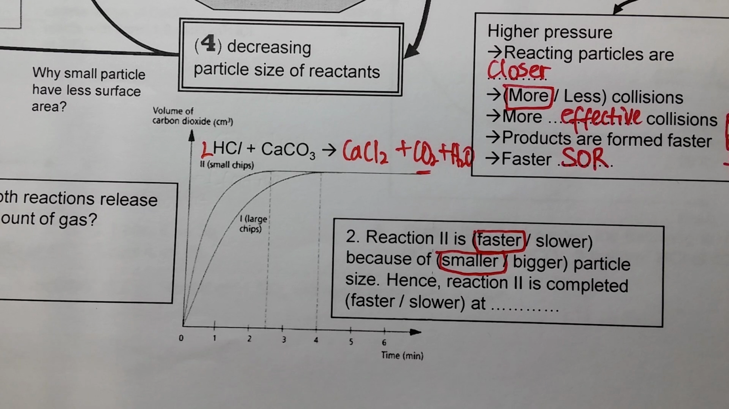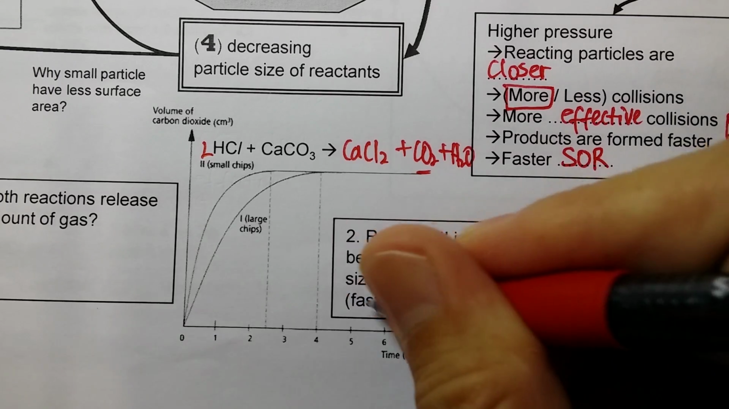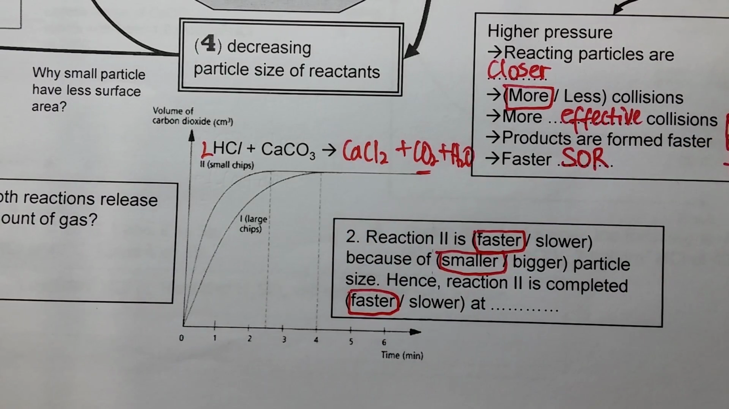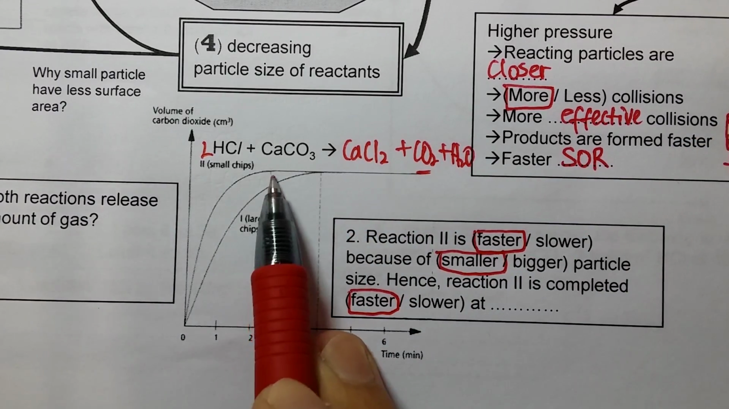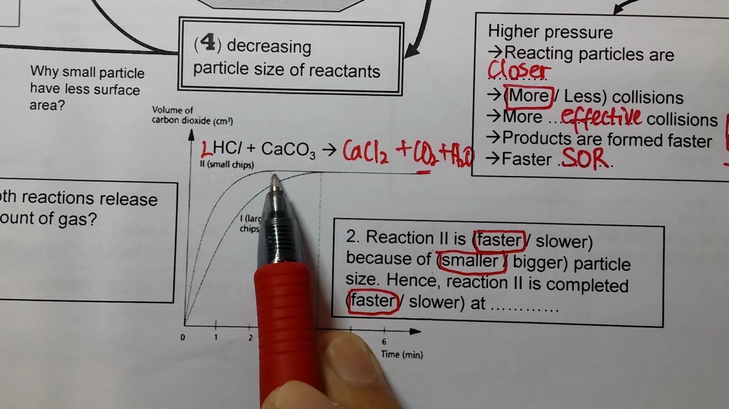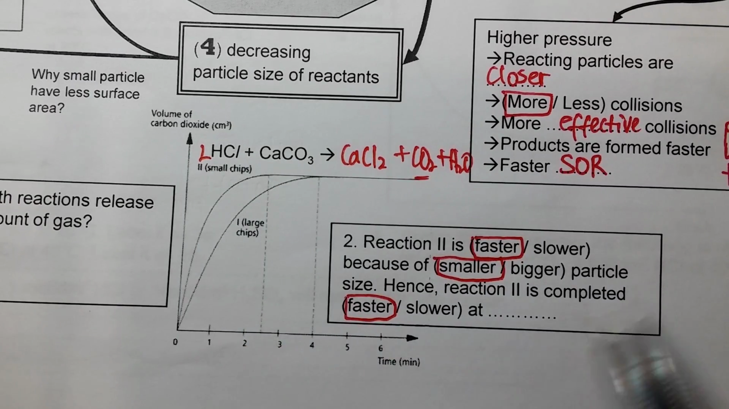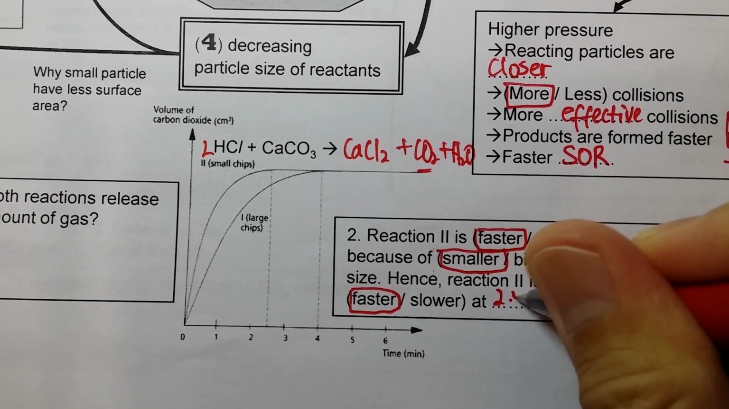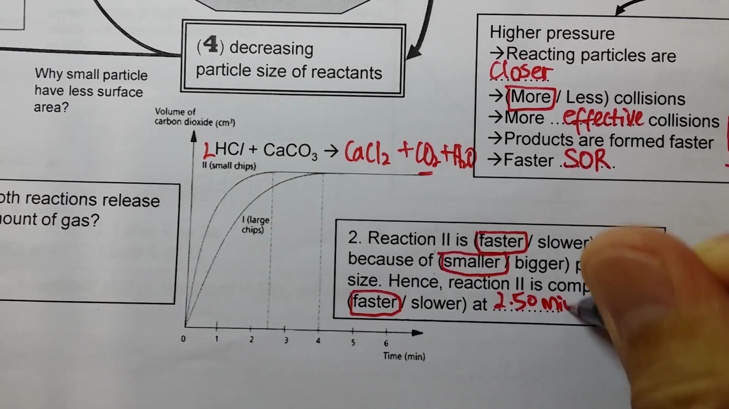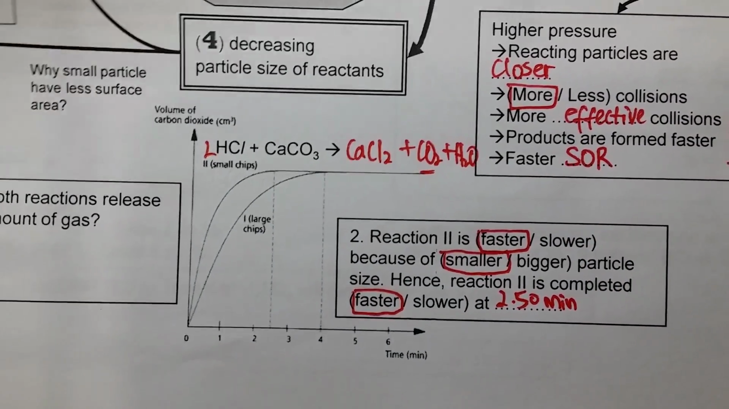Now when reaction 2 is faster, it means that the reaction will be completed faster. At what time does the reaction complete? So from the graph, the reaction is complete when the graph becomes horizontal, or when the gradient becomes 0. So that will be 2.5 minutes. 2.50 minutes. Okay.